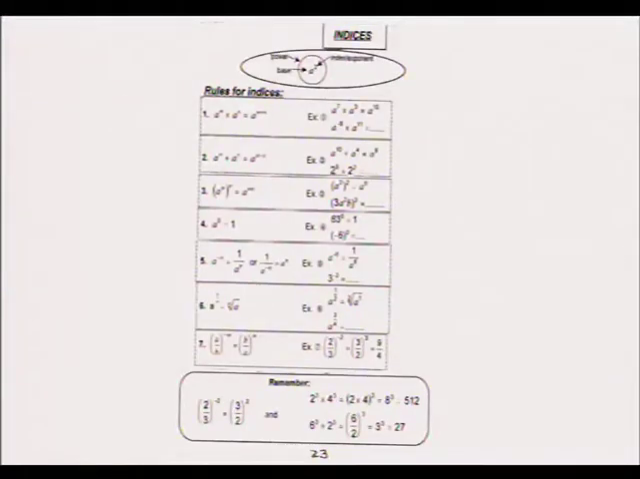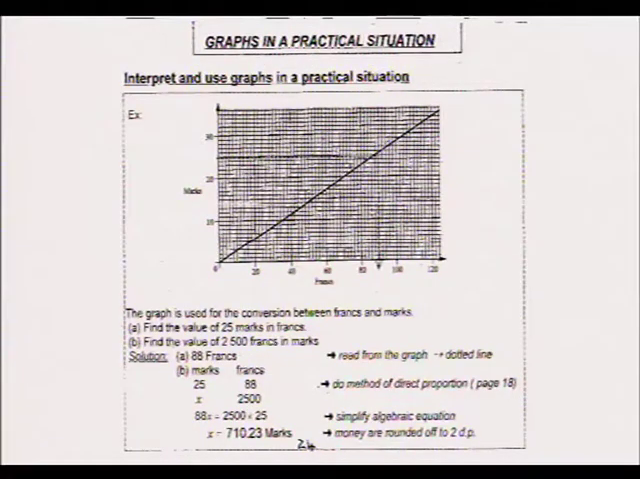Indices, you know the rules. Study your rules. I'm not going to go through all of them. Hopefully you still remember this. Then we have graphs in a practical situation. The graph is given and some questions are asked from the graph. So you read your answers off your graph. And look at your graphs, they are always neat, and the intervals between your values are the same. For example, between 0 and 20, 20 and 40, 40 and 60. It must be the same intervals.